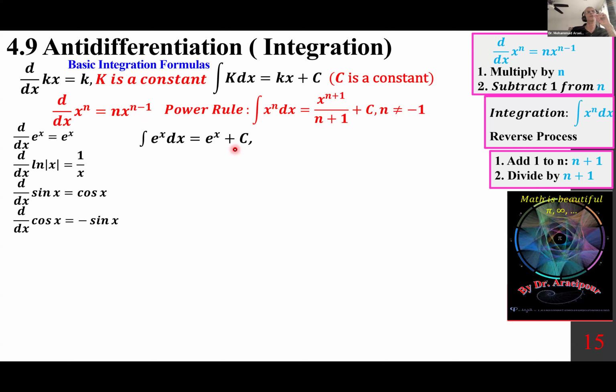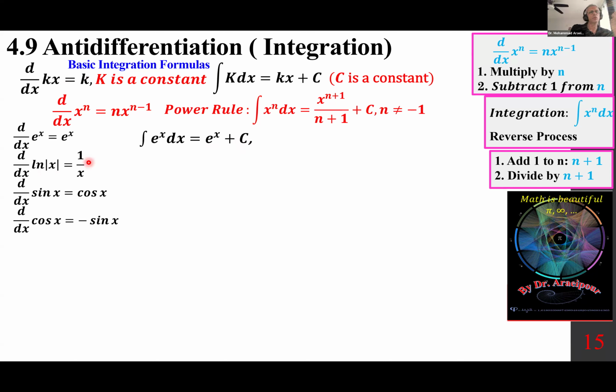By the way, speaking of a constant, I want to make sure we understand the reason we add a c, a number, is that the derivative of a constant is 0. So the result is a family of functions. When you differentiate, you get one function. When you integrate, you get infinitely many different functions.